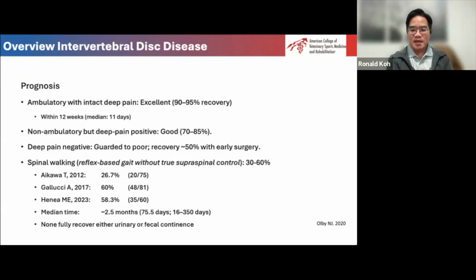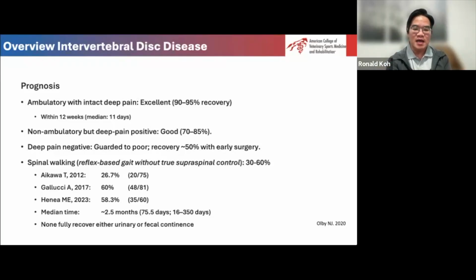Now, once the dog becomes deep pain negative, the prognosis becomes guarded to poor. With early surgery, some of them will recover. Studies show that around 50% will recover, but again, the recovery can be slow in some cases. Also keep in mind that there's a subset of deep pain negative dogs that may become a spinal walker, which is a reflex-based gait without true supraspinal control. The percentage of those dogs becoming spinal walkers can be as high as 60% based on the literature. So this is good news.